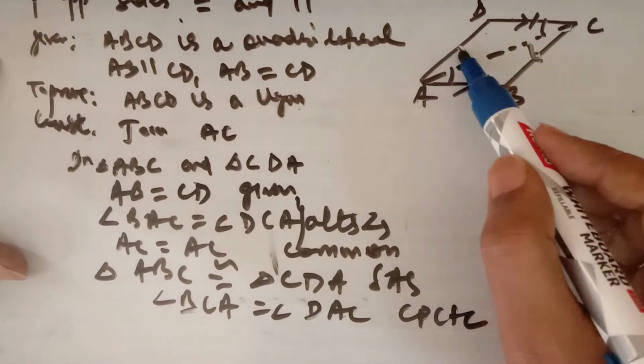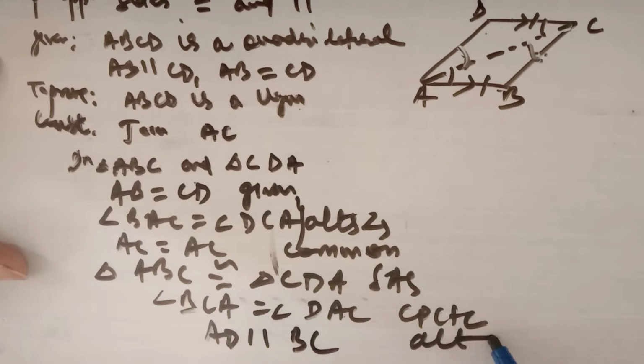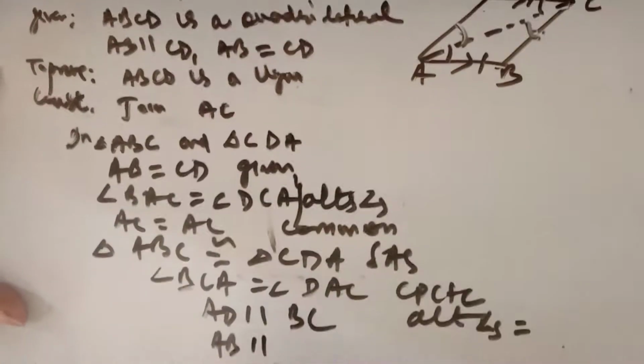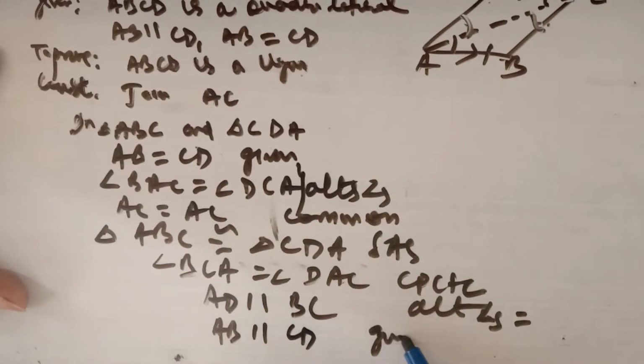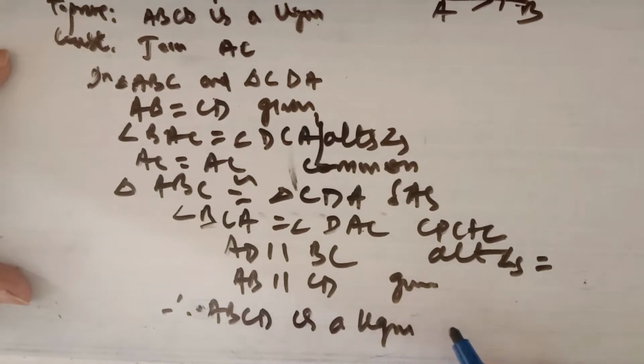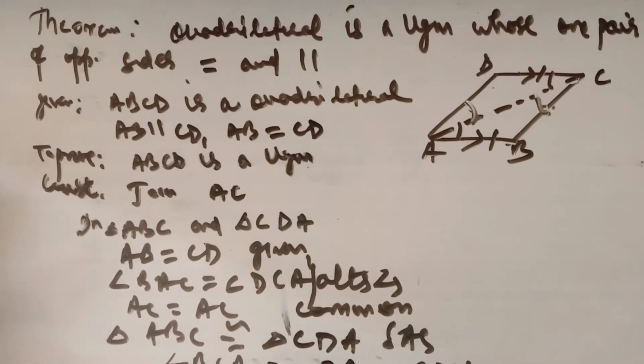Now because these are two alternate angles that we made equal, I can say that AD is parallel to BC. And AB is parallel to DC, it is given. So it is a parallelogram. Therefore ABCD is a parallelogram because opposite sides are parallel. So you have to learn this.